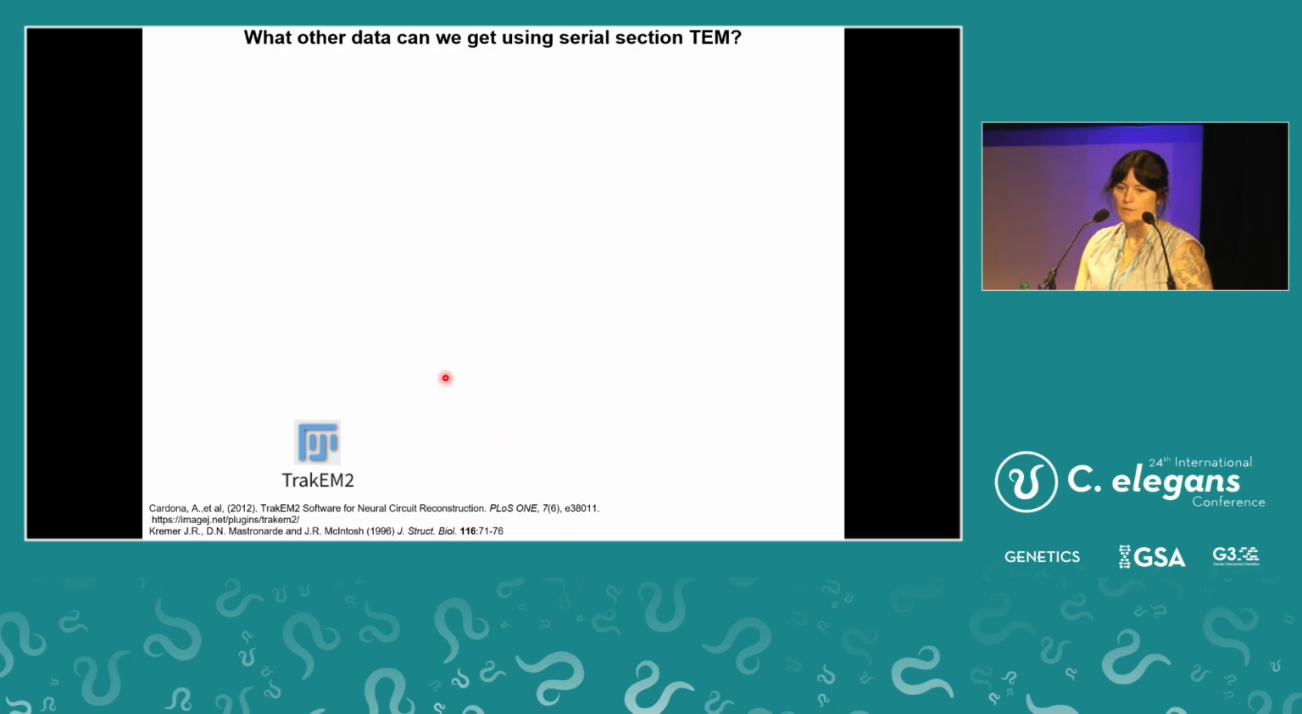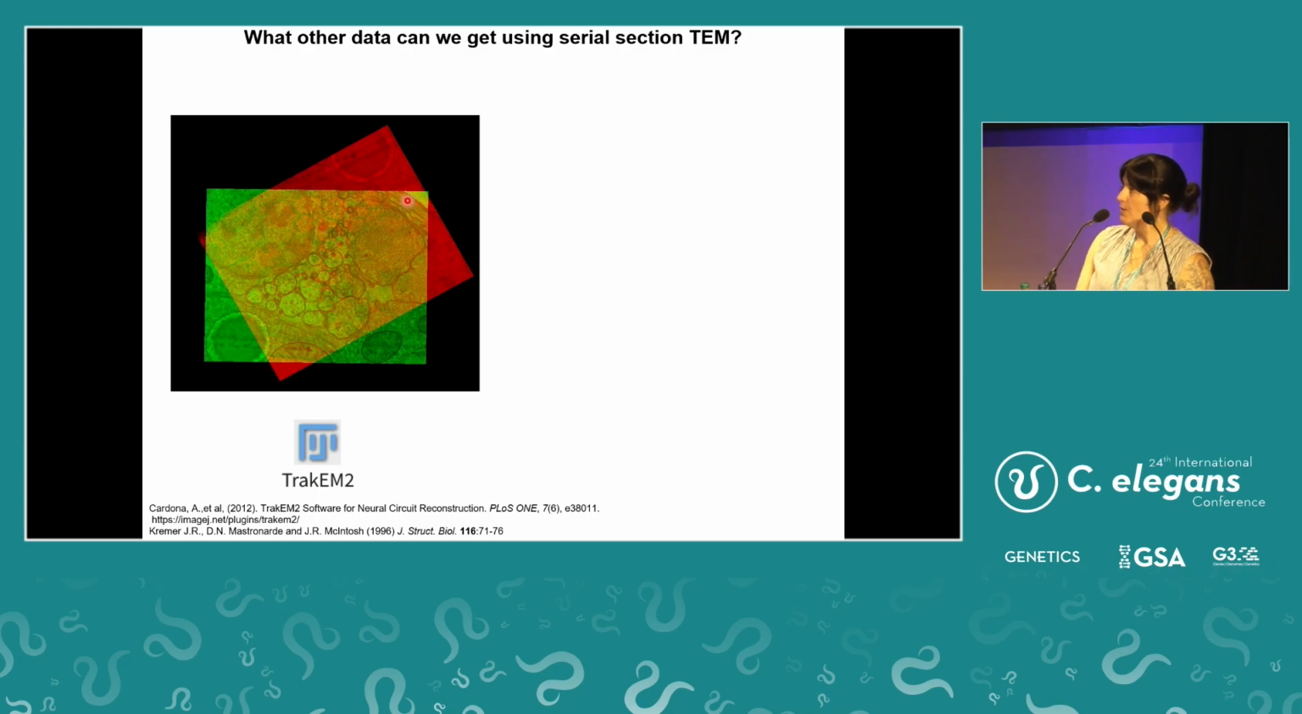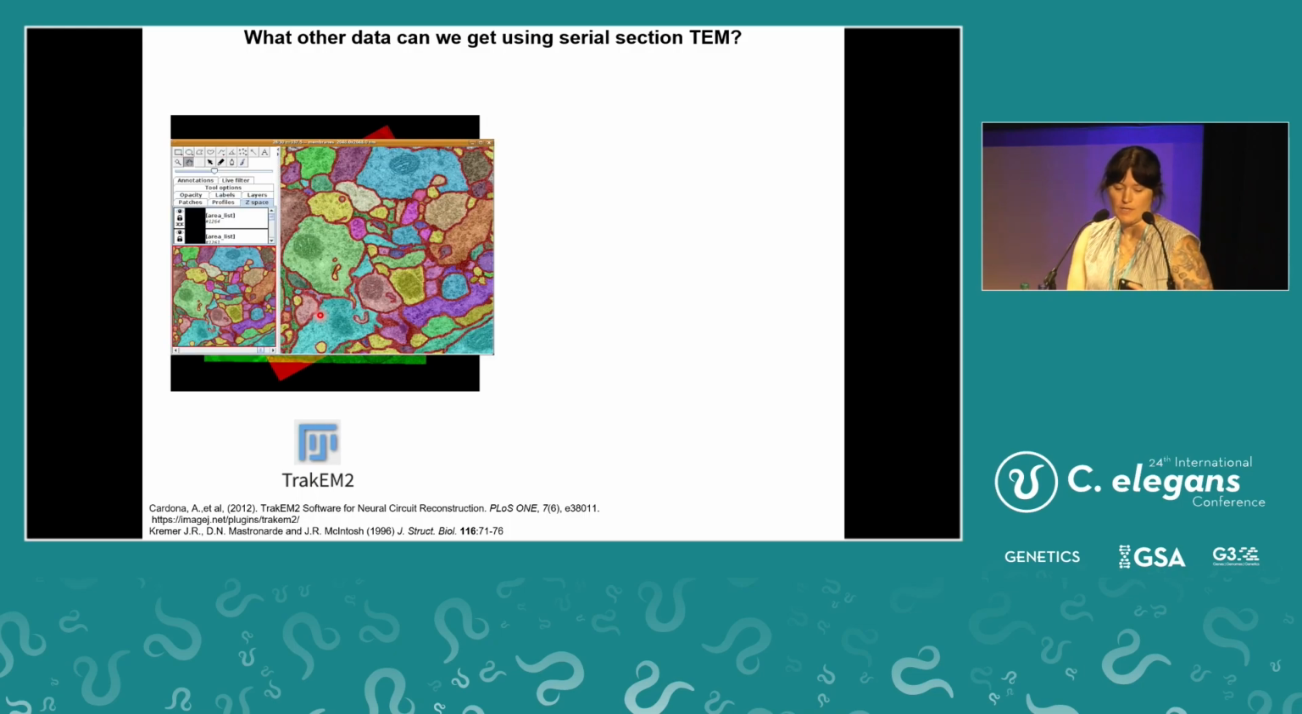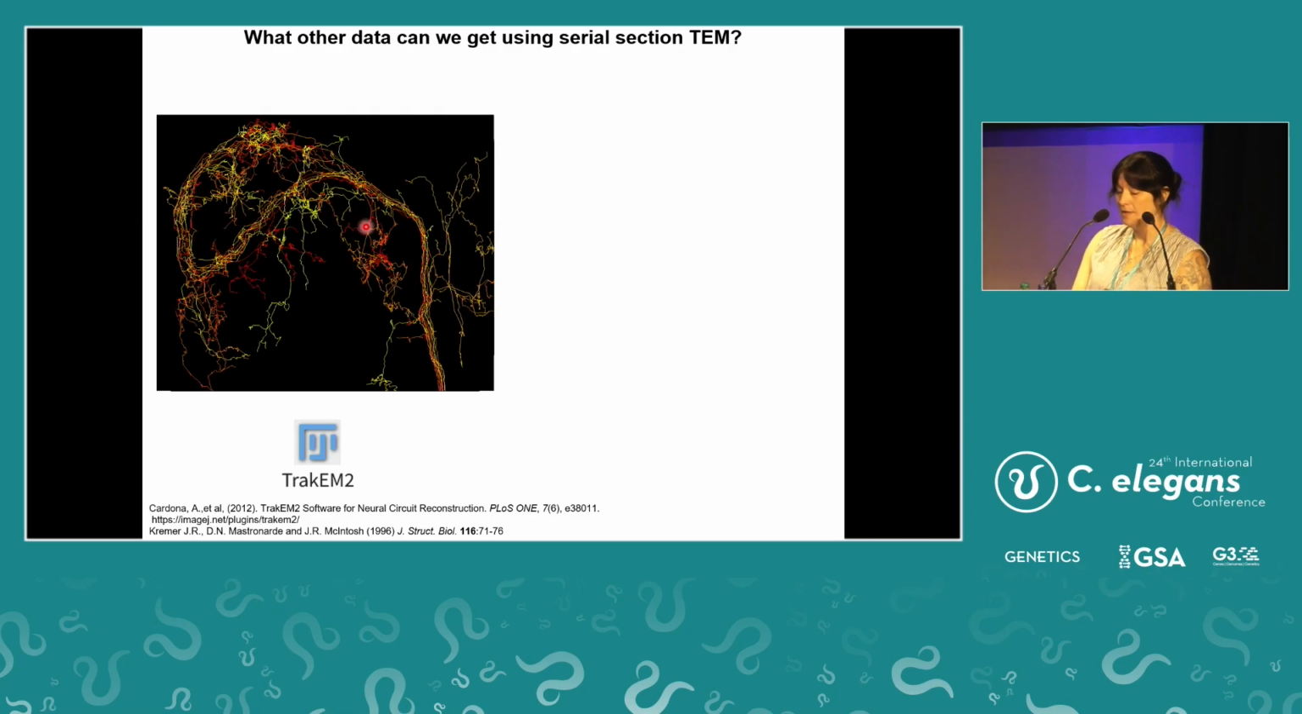There's a plugin, TrackEM2, and you can use TrackEM to align your individual sections. Here you can see I'm aligning two sections so that I can keep my region of interest in the same plane moving forward. And you can actually just use TrackEM to mark up all your sections and create volumetric data there, like this example TrackEM has of its usability on these neuronal arbors.